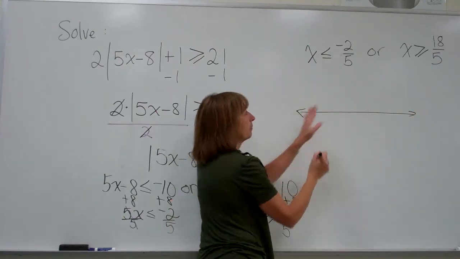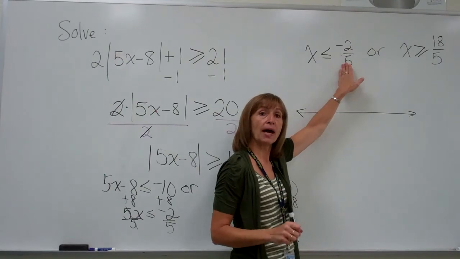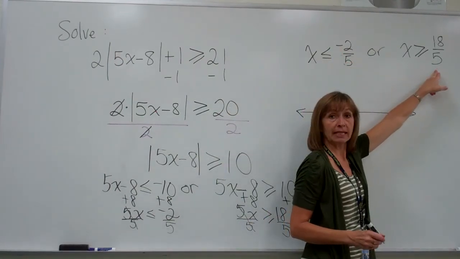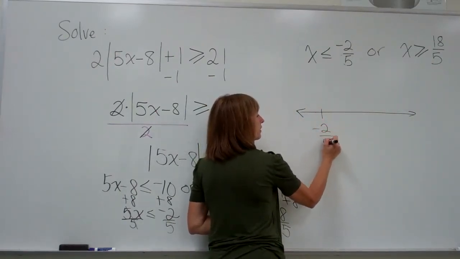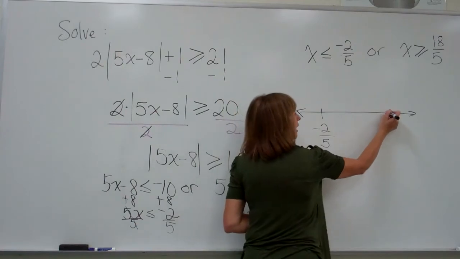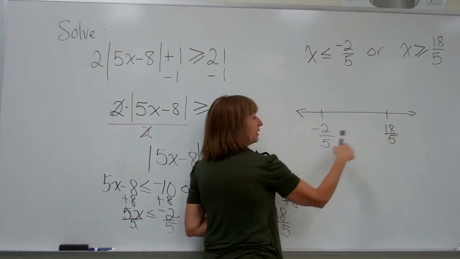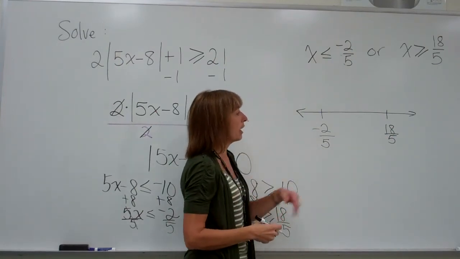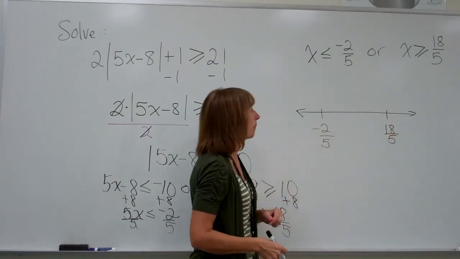They may ask me to graph my solution set. So remember, we compare the numbers and see which one is smaller than the other so we know how to place them correctly on the number line. Negative 2/5 is smaller than 18/5, so I'll have negative 2/5 further to the left on the number line than 18/5. I did think whether either of these would simplify, but they don't.